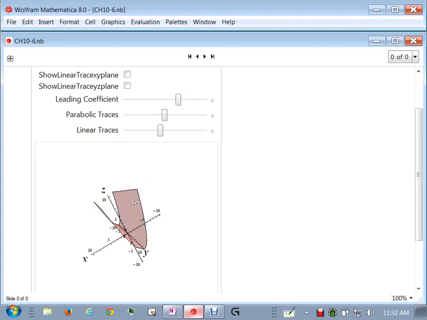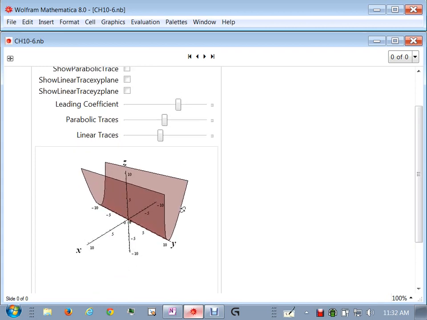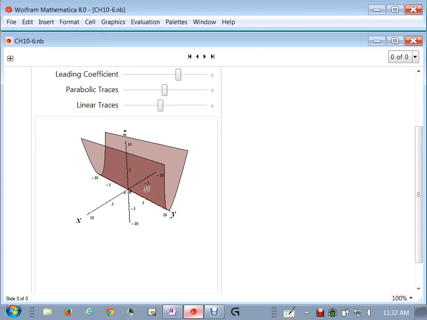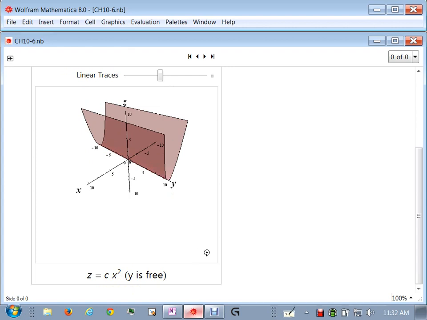It just looks like a sheet of paper that's been folded up, right? Curled up. And the equation of this particular one is Z equals C times X squared. Think back to college algebra. Y equals X squared would be a parabola. If we change the number in front, that makes it more narrow or more flat as a parabola.